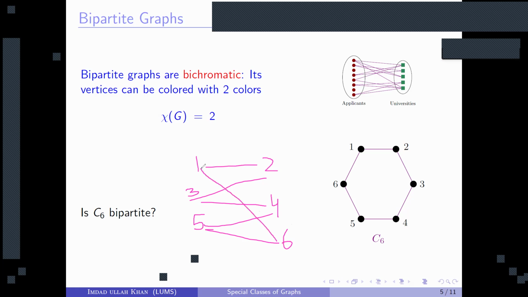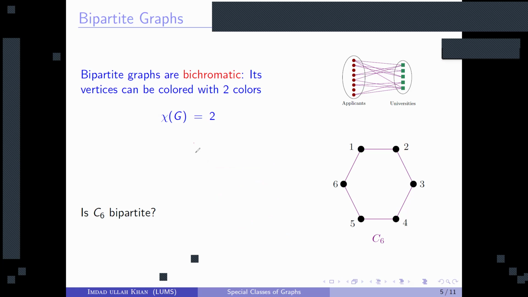Right? Did I miss any vertex? Did I miss any edge? Is it bipartite? So will every cyclic graph be a bipartite graph? Yes. Excellent, right? This is a very smart observation, and that's where I was about to land in a while. So what if I try C5?